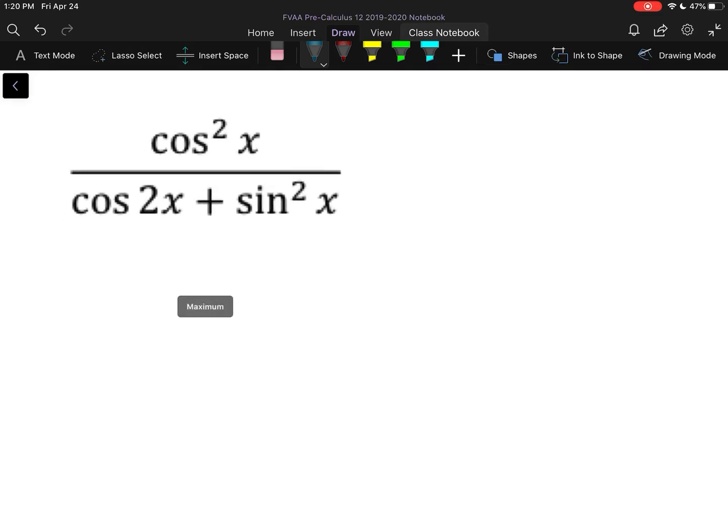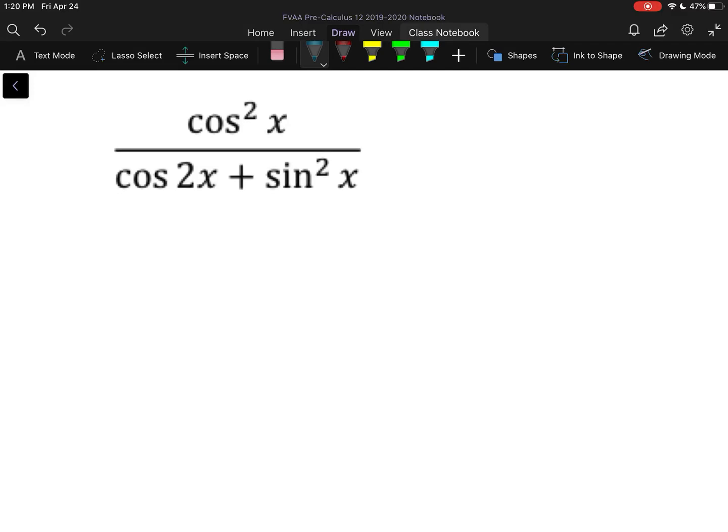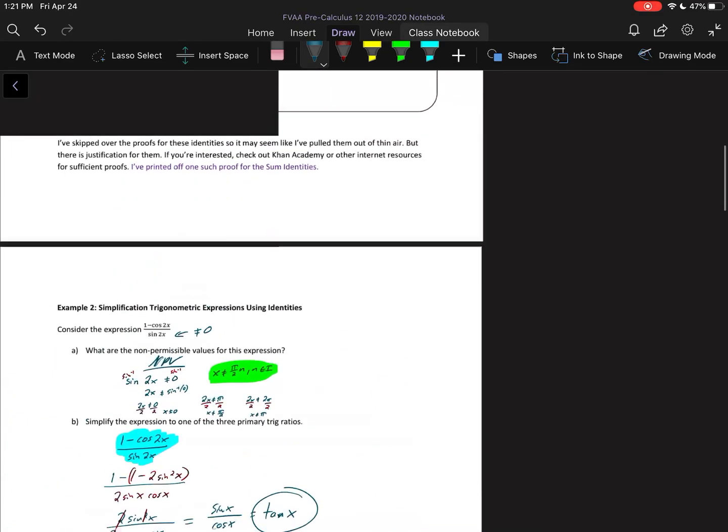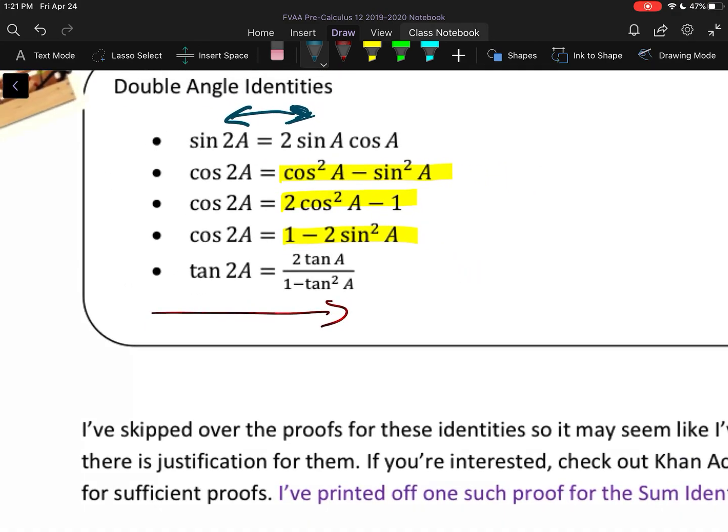All right, so let's do this one here. I have cos squared x on the top, and I have cos 2x plus sine squared x on the bottom. In this situation, the top, I need to leave as is, because it's not cos 2x, it's cos squared x. They're different. All these trig identities here are cos 2a. It's 2 times a. It's not cos a times cos a. So make sure that you're not confusing those.